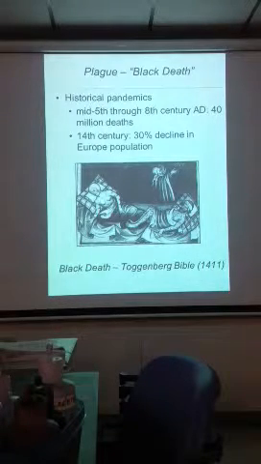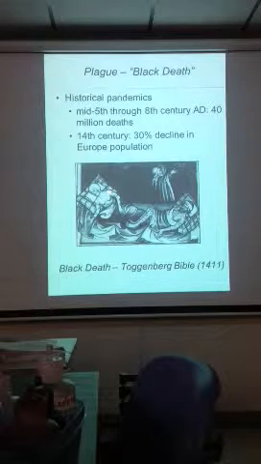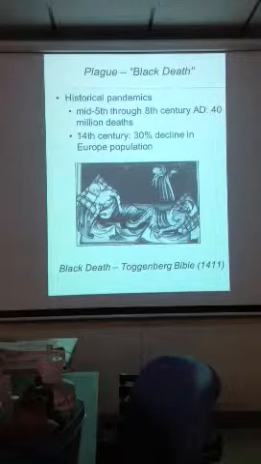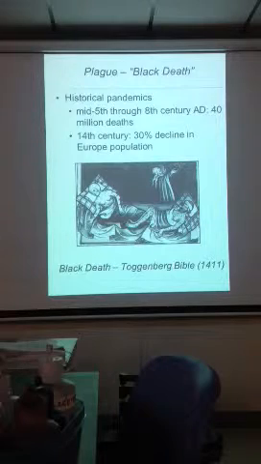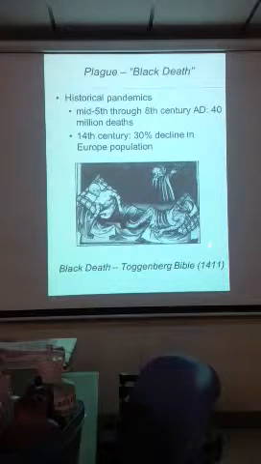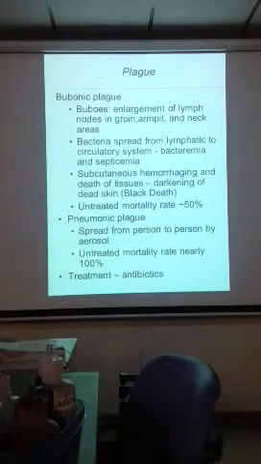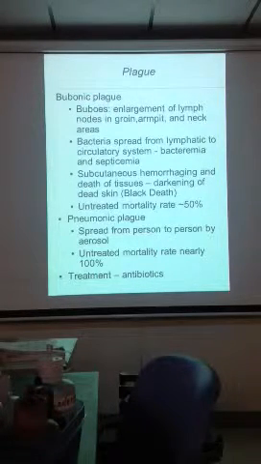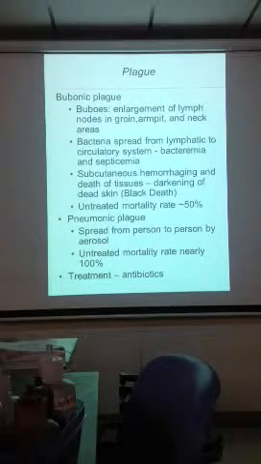And here you can see some of the characteristics of the disease. It causes these large growths or large bulges, which are called buboes. This is from the 1400s. Let me give you some characteristics about the plague. You get these enlargements of the lymph nodes in the groin, armpit, and neck areas.